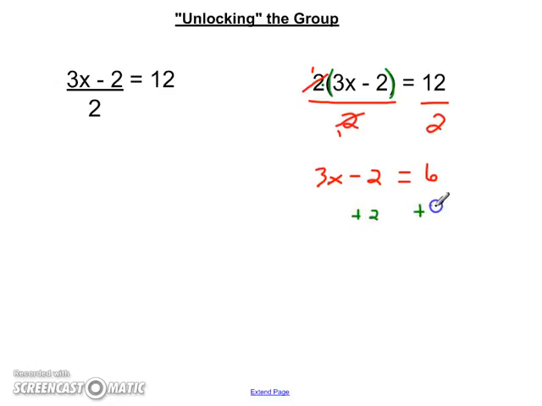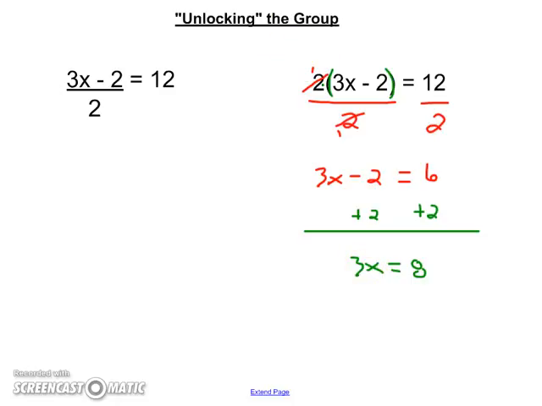Now, one of the things I want you to get in the habit of is writing downwards. Okay, bring your solutions down, bring your steps down as you go along. Your organization will be much better in that case. Negative 2 plus 2, well, those cancel out. My 3x comes down to the next step. 6 plus 2, well, that's 8. Okay, so now I'm down to a one-step equation.